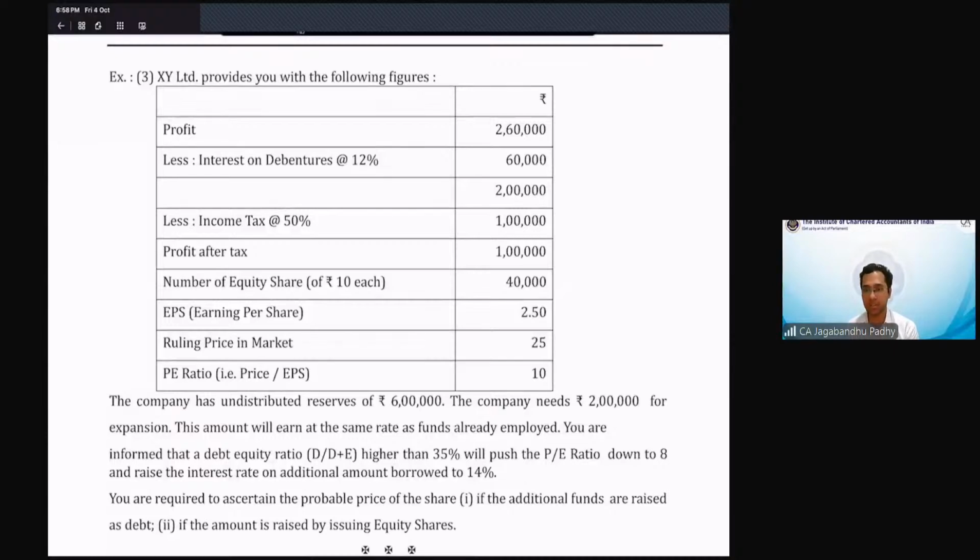It says how to compute the PE ratio. The PE ratio will be given to you. Or if you want to compute it, you can simply take a comparable company's market price per share divided by the earnings per share of a comparable company.